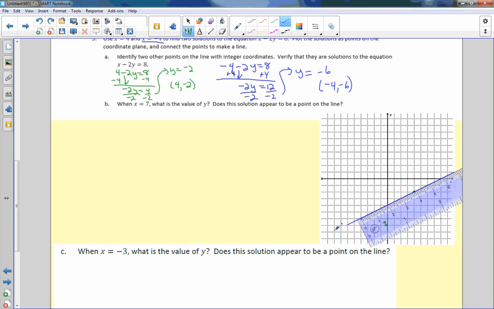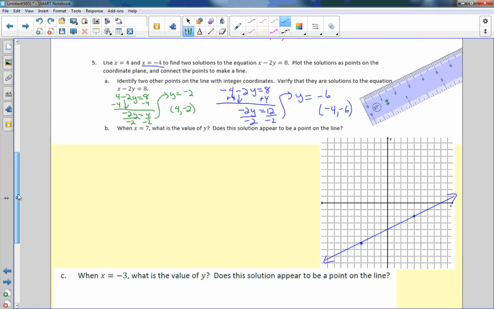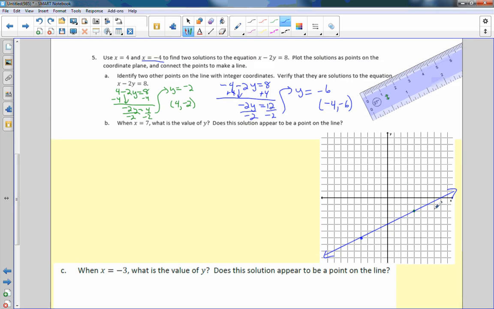Okay, brought in my ruler, draw your line, and there is the graph of the line x minus 2y equals 8. So I'll label that right there. x minus 2y equals 8. Part C says, or I'm sorry, part B, when x equals 7, what is the value of y? Well, if I go over here, 1, 2, 3, 4, 5, 6, 7, right here is my point they're talking about. It looks like negative a half, but I don't want to say looks like. I want to make sure.